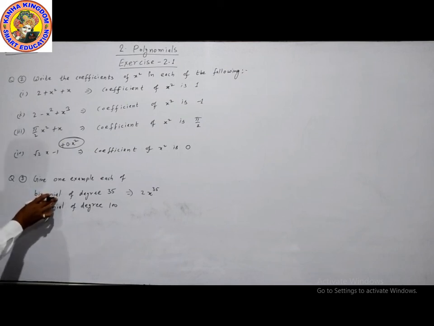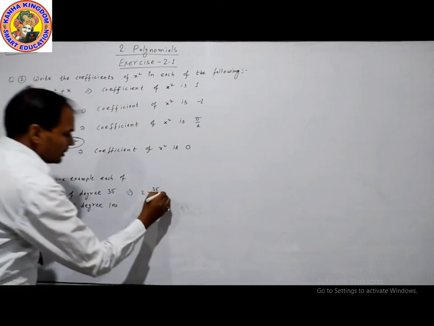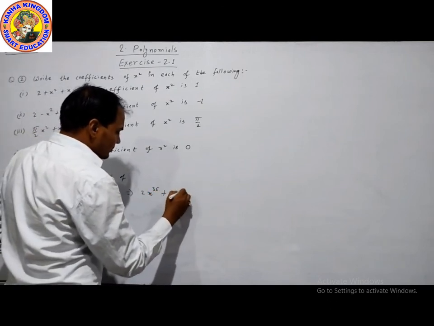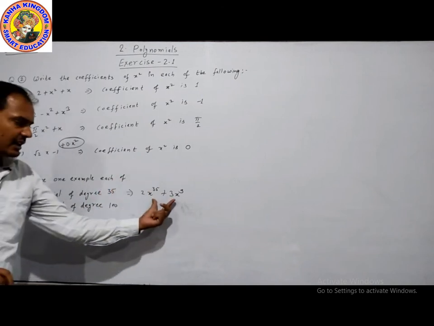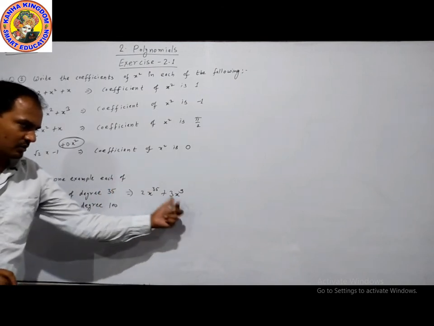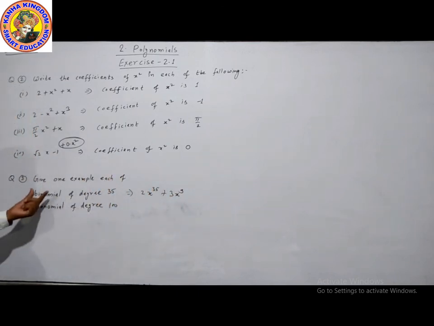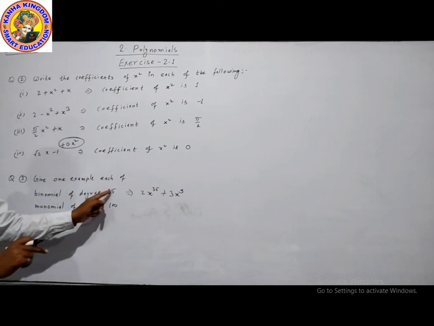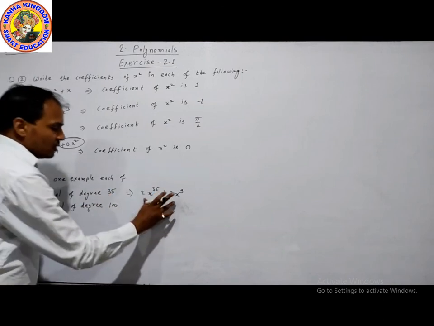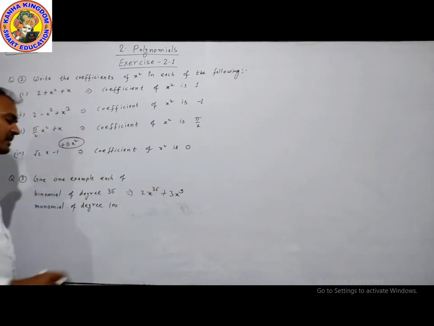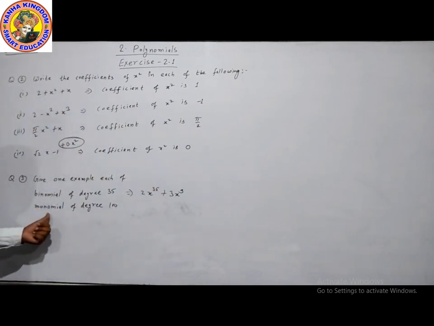Binomial means bi means 2. So there are two terms. Next term I have written this. There are two terms, 1 and 2. Highest power is 35, so degree is 35. Binomial, bi means 2. There are two terms which have degree 35. So we use two terms having degree 35. Highest power is 35.